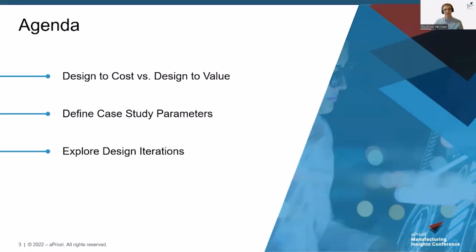This presentation, as I mentioned, will focus on the concepts of design-to-cost and design-to-value. We'll start with an introduction of these terms and some common examples of application. Then I will introduce our case study and walk through a number of design iterations that explore the relationship between design to cost and design to value.